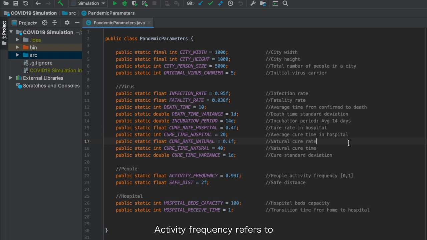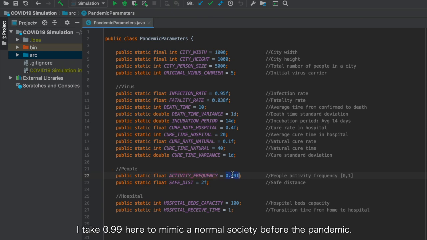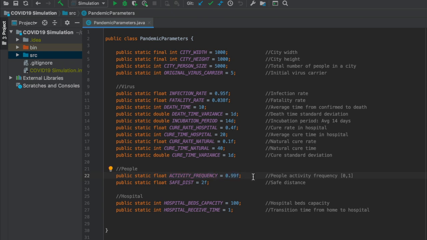Activity frequency refers to the probability a person interacts with others outside home. It varies from 0 to 1. 0 means nobody moves and everybody stays at home. 1 means everyone is moving all the time. So I take 0.99 here to mimic a normal society before the pandemic. Safety distance is the minimum distance between two people to avoid getting infected. I take 2 units as safety distance in my simulation.